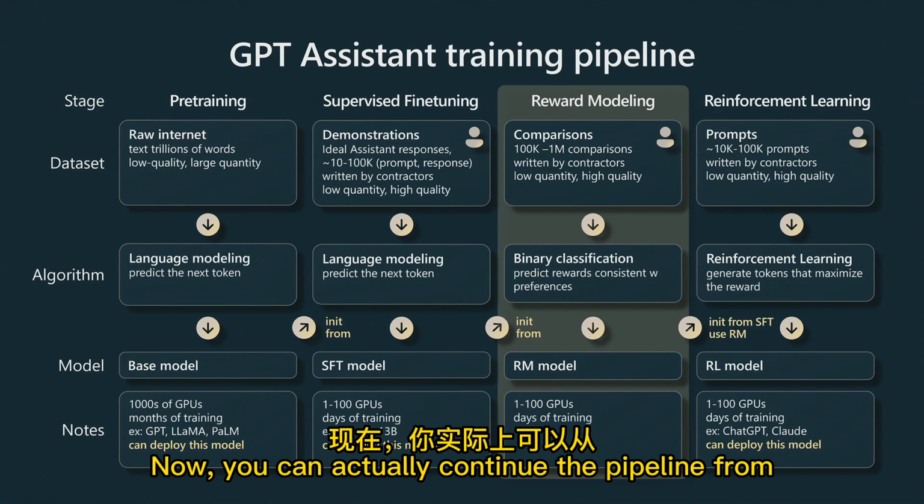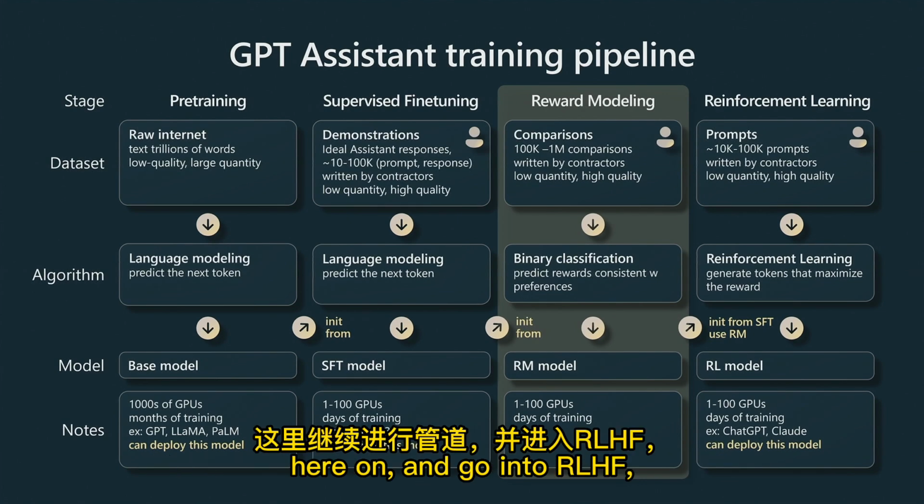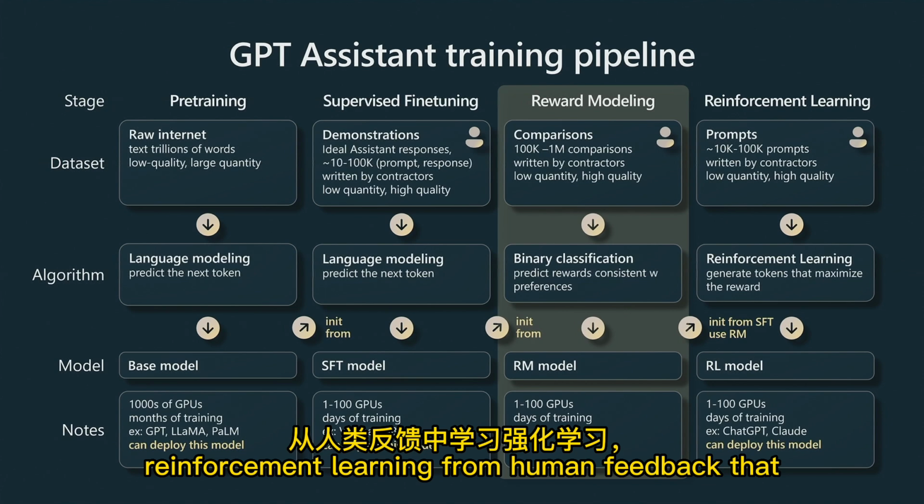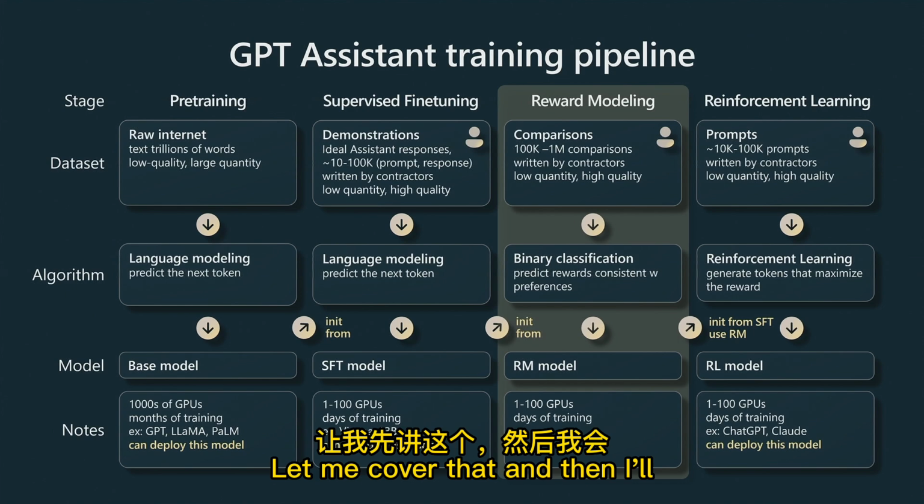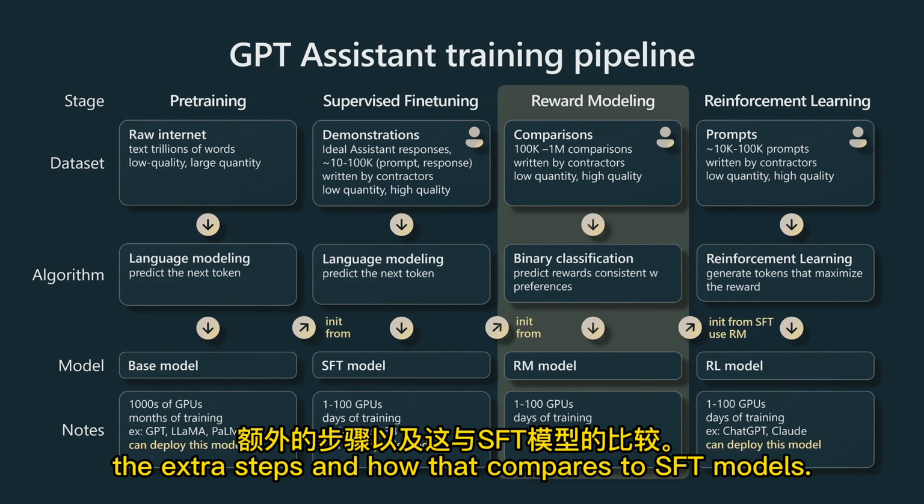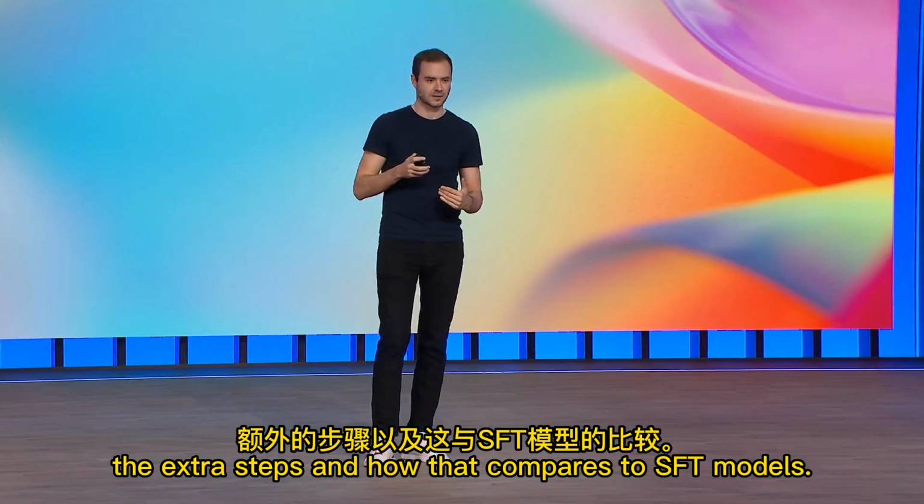Now, you can actually continue the pipeline from here on and go into RLHF, reinforcement learning from human feedback, that consists of both reward modeling and reinforcement learning. So let me cover that, and then I'll come back to why you may want to go through the extra steps and how that compares to just SFT models.